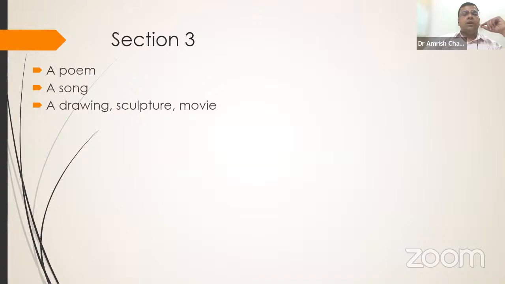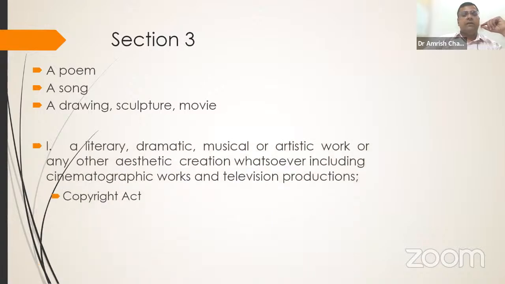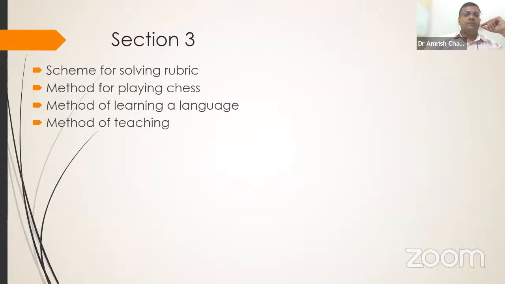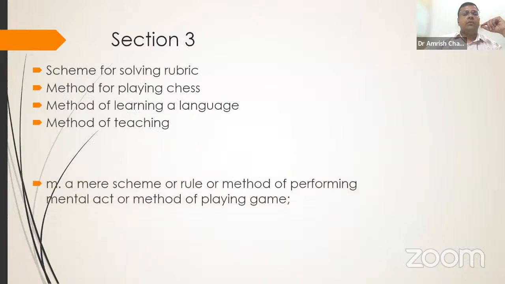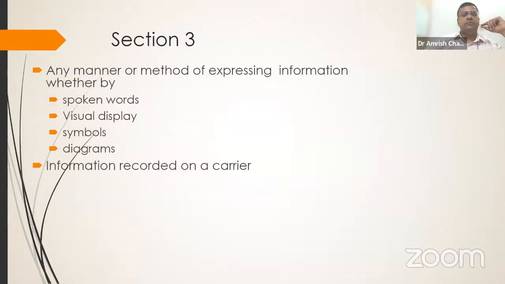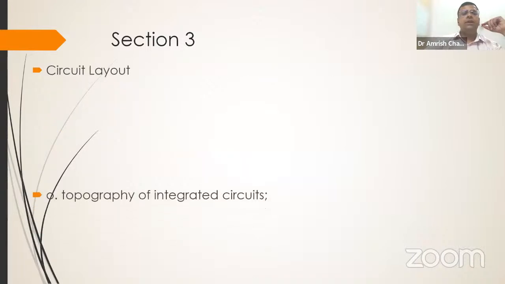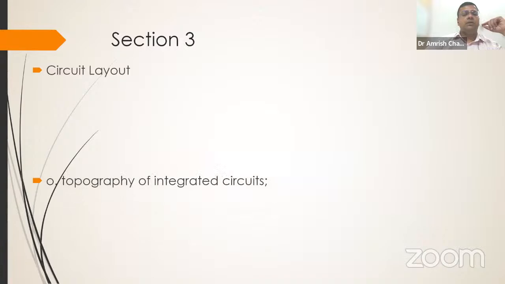Similarly, a song, poem, drawing, sculpture, these things cannot be patented. They are covered under copyright. Method for solving rubrics and other things, again, these are mental acts and they are not patentable. Things like information or presentation of information is not patentable. So if you make a very fancy diagram or something, such things will not be patentable. You can go for copyright or other things, but not patents. If you happen to make a new circuit layout, that again will not be patentable.